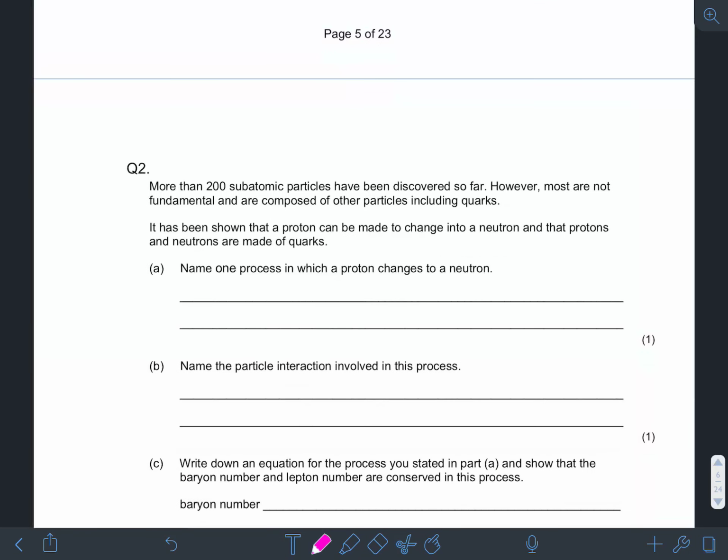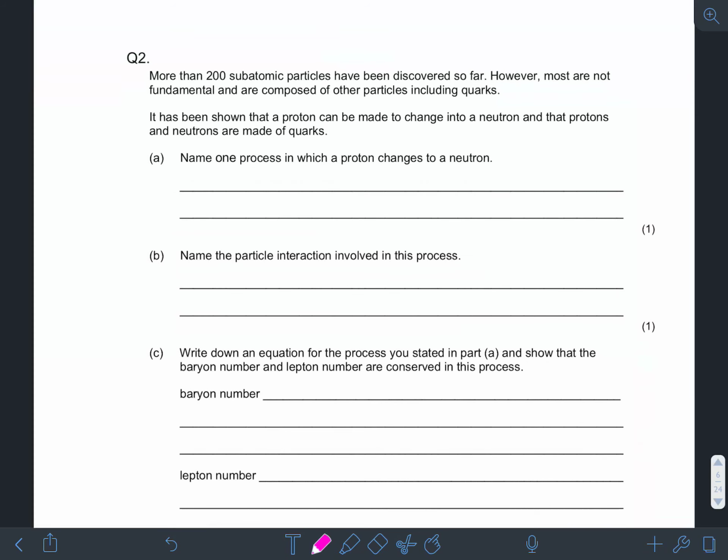Okay, so this is a question about particle physics. So we'll go through this one fairly quickly. Name one process in which a proton changes into a neutron. Well, that is beta decay. We'll figure out which one it is. So a proton changing into a neutron.